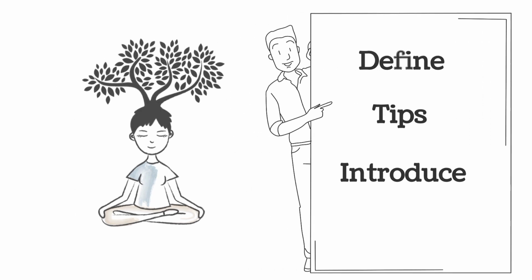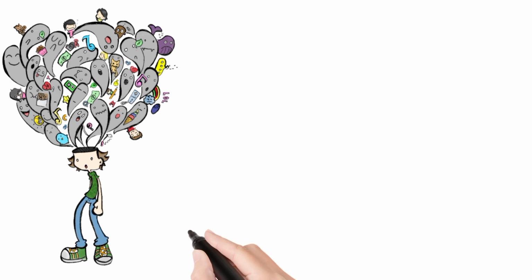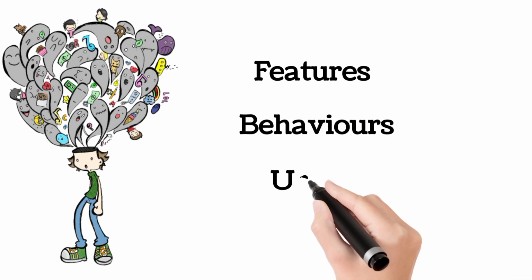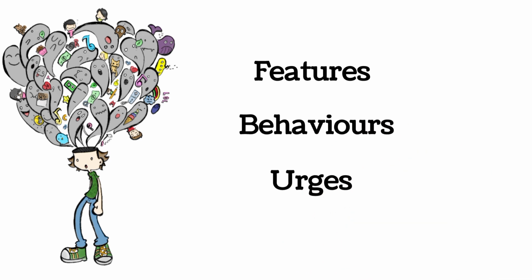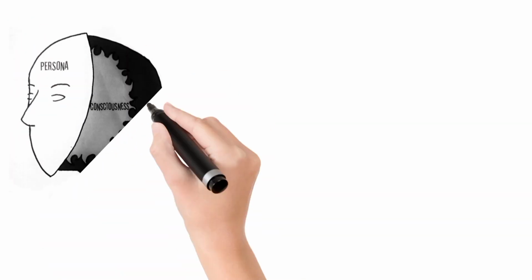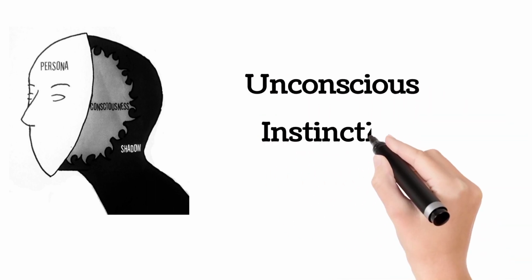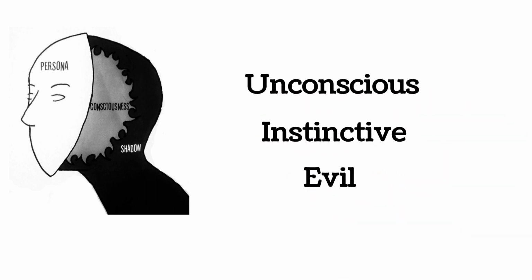So let's get started. In Jungian psychology, the term shadow self refers to the unconscious element of the psyche, which is made up of features, behaviors, and urges that are not typically recognized by a person's conscious mind. The shadow self is frequently viewed as being opposed to the conscious ego and is thought to reflect the unconscious, instinctive, and evil part of a person's psyche.